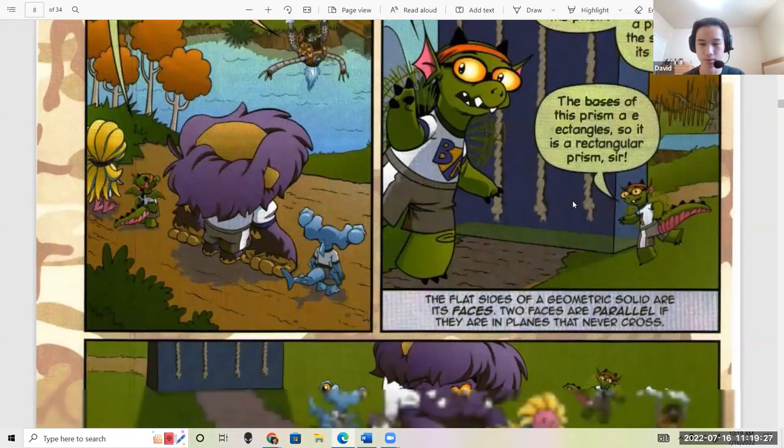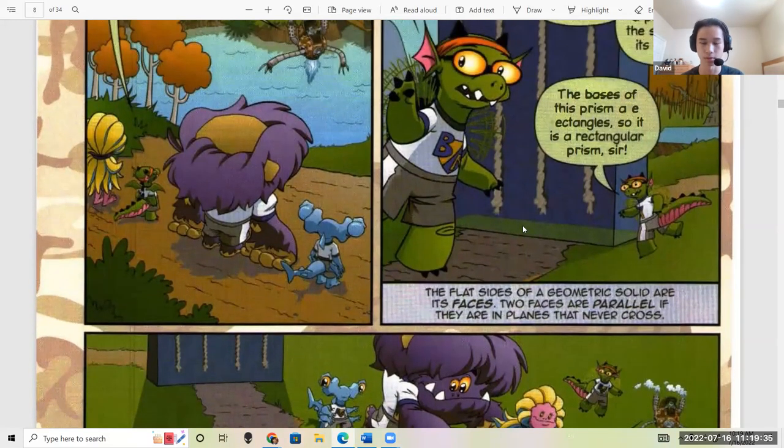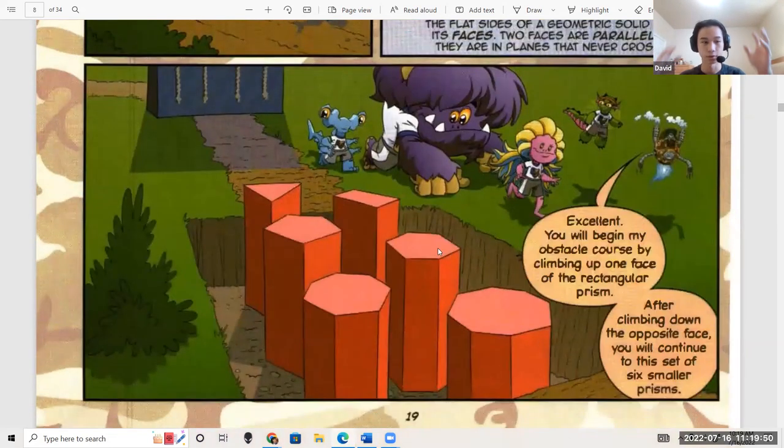All right, so now let's keep going on. Right, so more additional definitions down here. The flat sides of a solid are its faces. So this bottom, this part's flat, that's a face. This part's flat, that's a face. These are all faces. But in particular, we're looking at these rectangles. So two faces are parallel if they're in planes that never cross, which is sort of what I tried to explain with this.